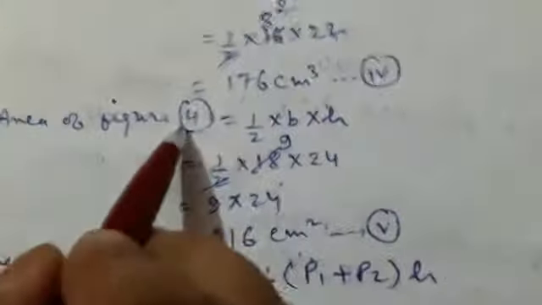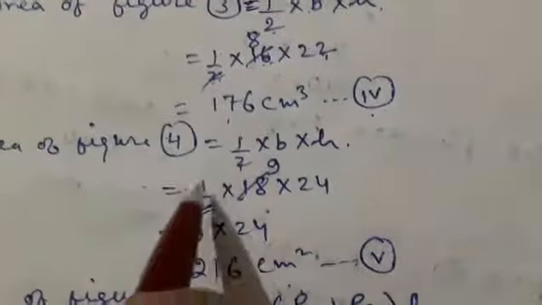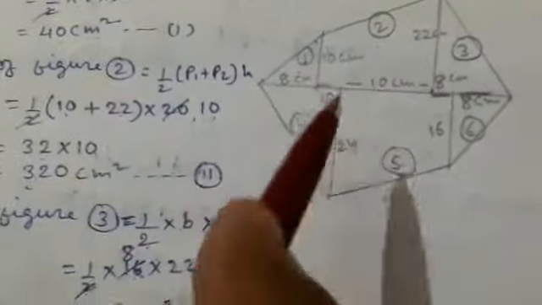Now area of figure 4, this is also a triangle, so we will apply 1 by 2 b into h. So 1 by 2 into 18, 10 plus 8, that is equal to 18 into 24. Height is given 24, so 2 9s are 18 and 24 9s are 216 centimeter square.